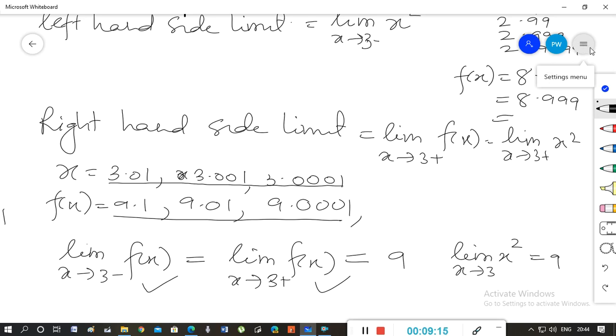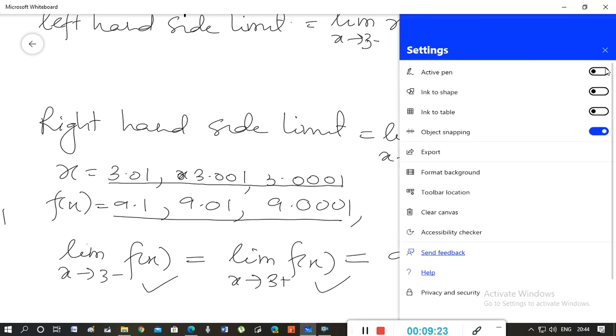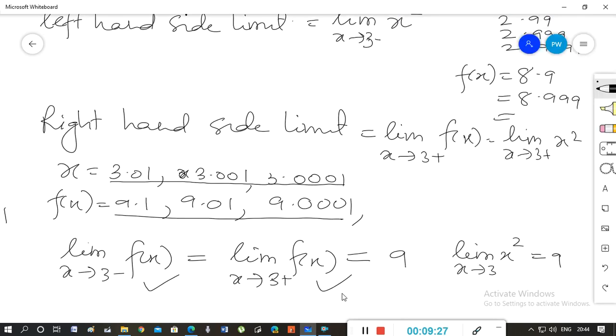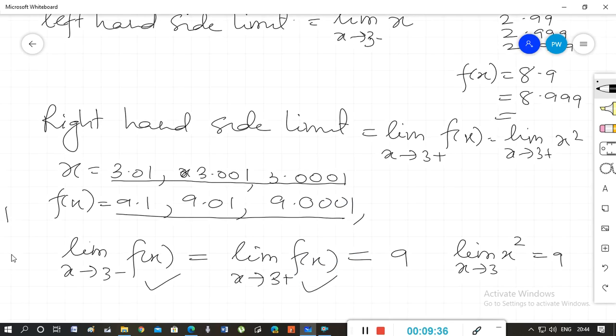Now to move on with something a little bit different, I'll consider a function which has two different expressions around a particular value. Let's move the board. MIT physics, MIT mathematics, that's the feeling it gives. This particular, I mean, Microsoft board.